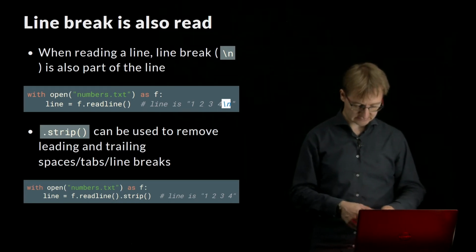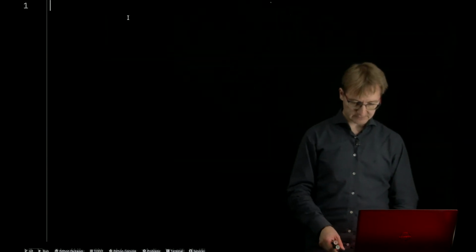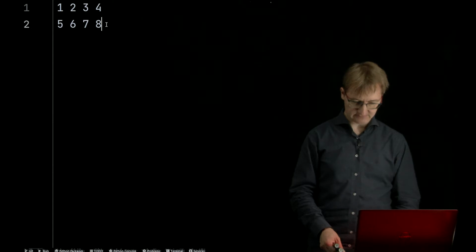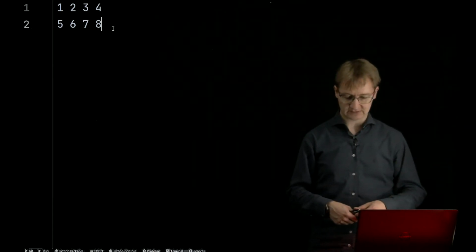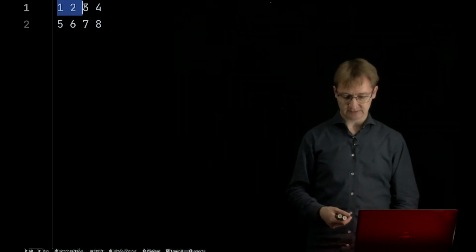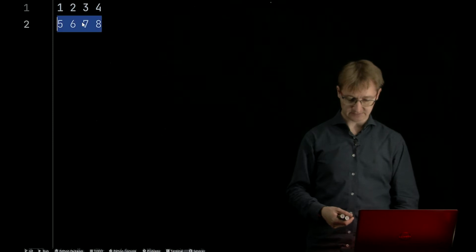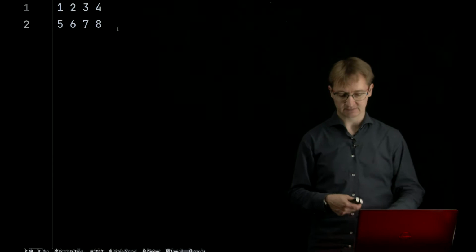But let's see it also in code. So I have this numbers.txt here. This is the same contents I had in my slides. Here we can see that there is one line with numbers and a second line with numbers. The second line does not have a line break currently.